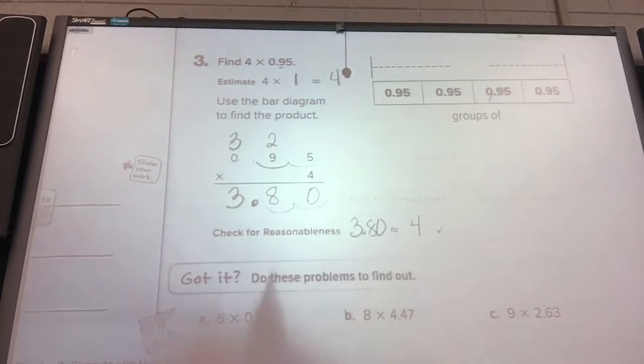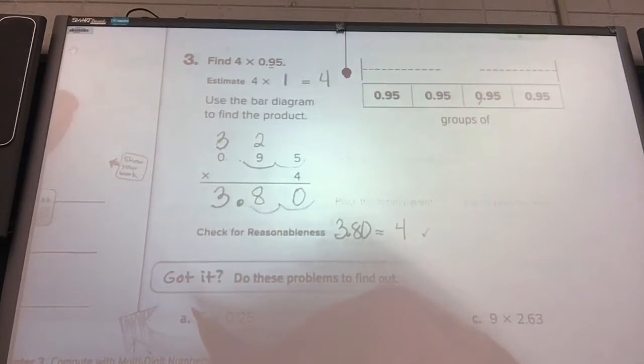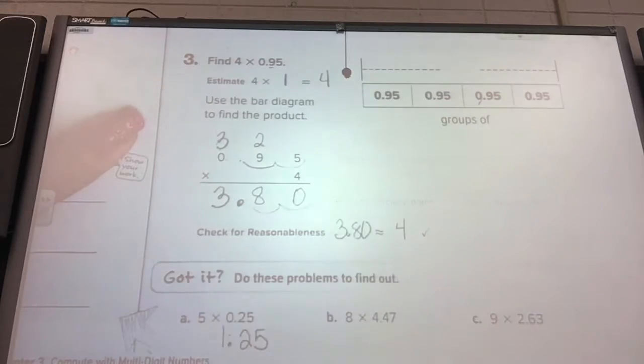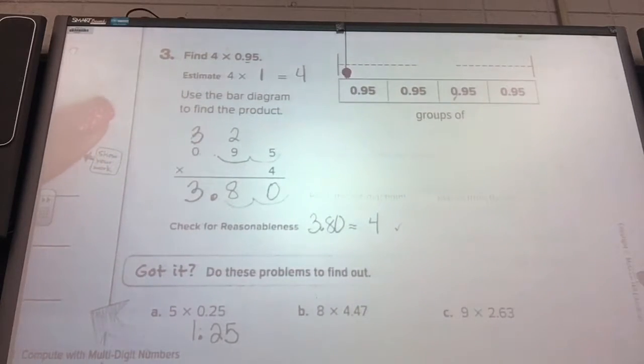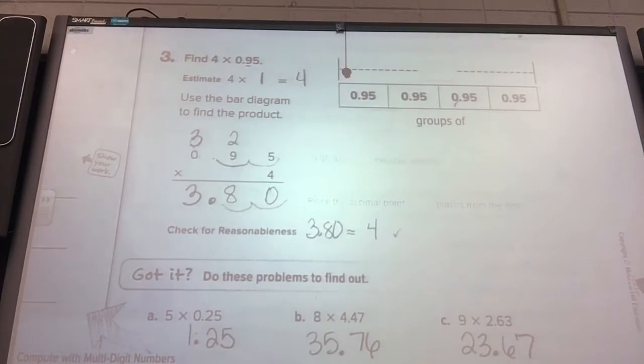All right, if you multiply correctly, letter A, you have gotten 1.25. Letter B, you would have gotten 35.76. And letter C, you would have gotten 23.67. If you didn't get them right, I want you to pause right now.